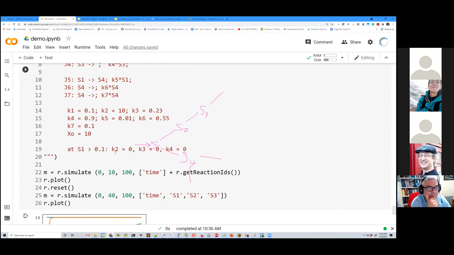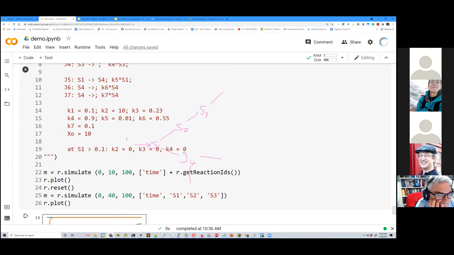K2 is really high. I was hoping to divert a lot of stuff into the upper arm initially, so we'd get concentrations in the upper arm, and then I would switch it off, and they would just stay there. But it's not quite what's happening. You're not going to stay because S3 goes to nothing. Oh, you know, you're setting K4 to 0, right? Okay. Yeah, that's right. I'm setting K4 to 0.